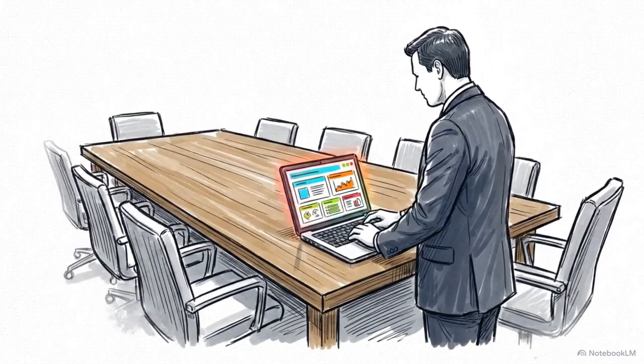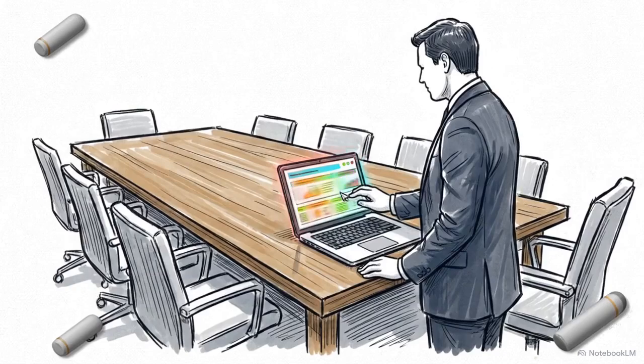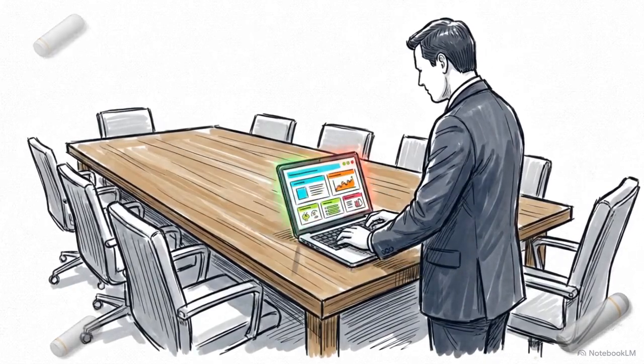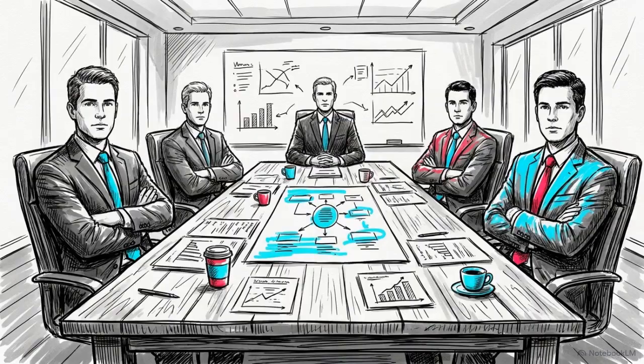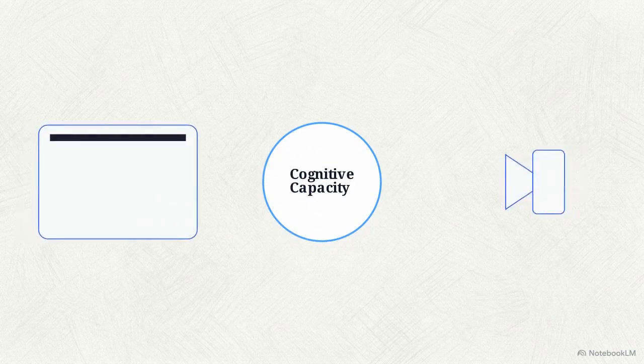You type a topic into a generative AI tool, select a template, and watch the software assemble a 10-slide deck in about 90 seconds. On the surface, it looks like a productivity win. But when you finally stand up to present that deck to a venture capital panel or an executive board, the speed of the tool starts to work against you.